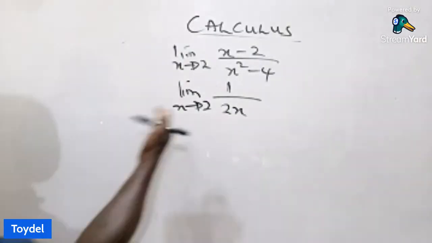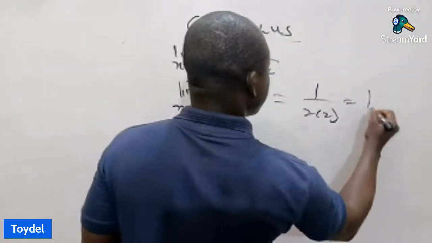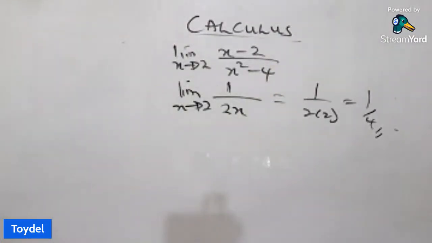1 over 2x. So this is L'Hôpital's rule. Then just go ahead and substitute 1 over 2 into bracket 2. Then that will be 1 over 4. So whenever you have limits as x tends to a particular value, not infinity, you can go ahead and apply L'Hôpital's rule. Just differentiate the numerator and the denominator and get your answer.